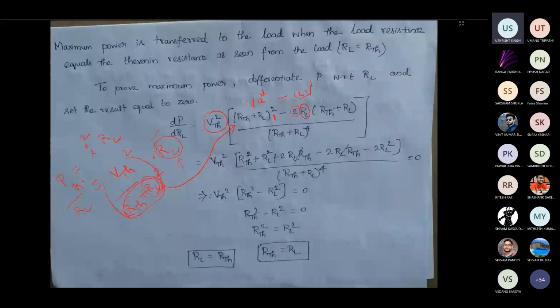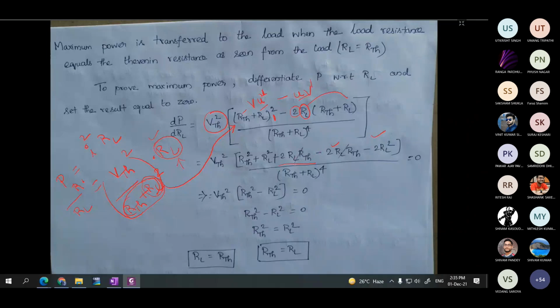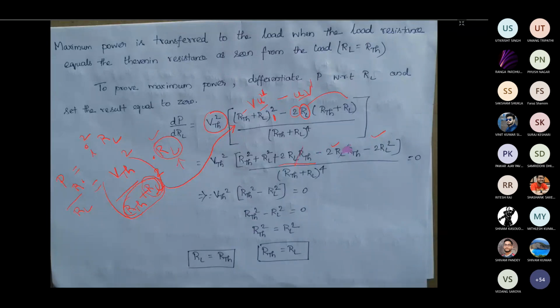Okay, so now you just expand this equation. If you expand it, we will get RTH square here and RL square here. Then from (a plus b) the whole square you will also get 2 RL RTH. Then here you will get minus 2 RL RTH, that is given here, and minus 2 RL square, that is given here. Now these two are common terms, so you cancel them out. Then you put the complete equation equal to 0. What we have done is differentiated the equation and put it equal to 0.